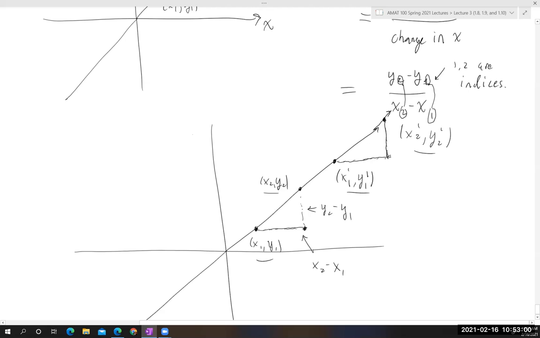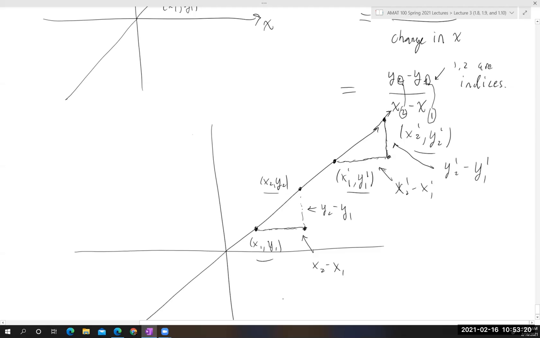But that's by definition the slope of a line. So the length of this side is x2 prime minus x1 prime. And then the length of this side of the triangle is y2 prime minus y1 prime.